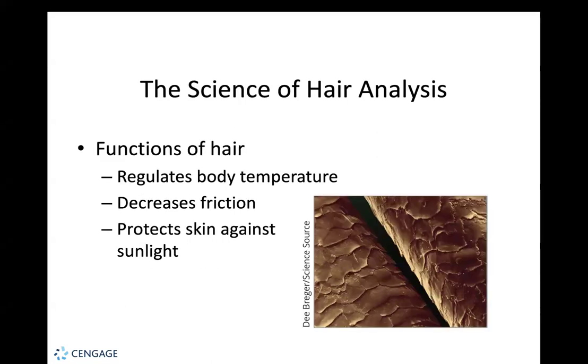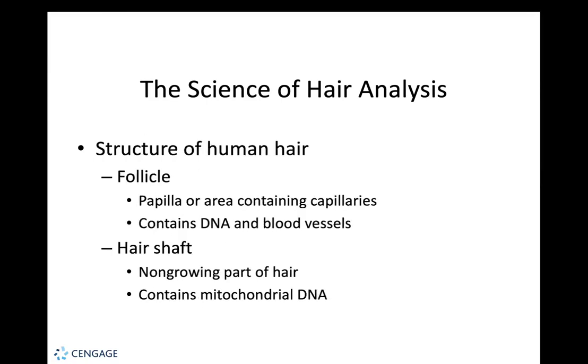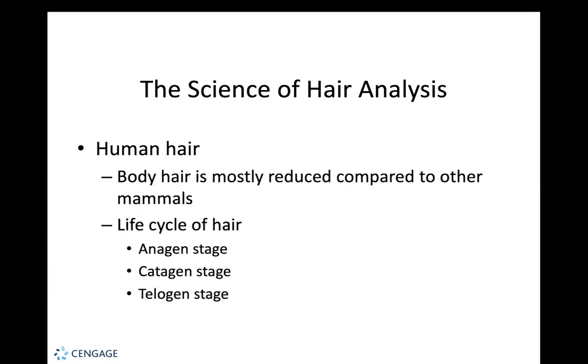So if we take a step back here a little bit and look at why hair even exists, the functions of hair are that it regulates body temperature, it decreases friction, and it protects the skin against sunlight. In humans, you have body hair, which is mostly reduced compared to other mammals. And then you have various life cycles of hair. We have what's referred to as the anagen stage, the catagen stage, and the telogen stage. And we'll talk a little bit more about these stages in a second.